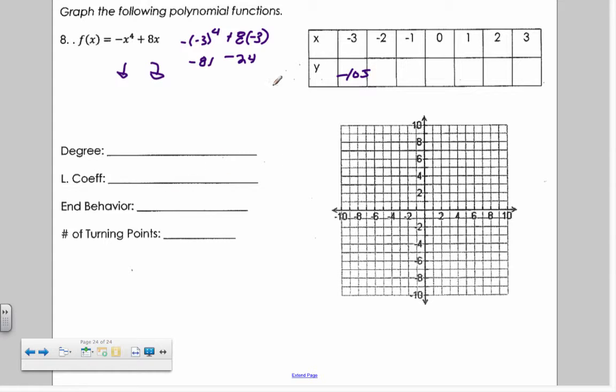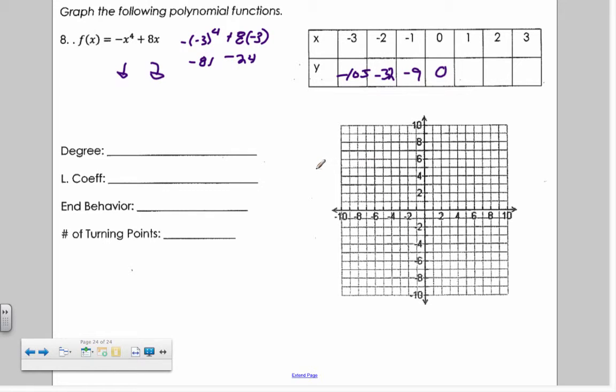Now I want you to continue to calculate that. Here you have a -2, you plug it in, you do your calculations. -2 to the 4th power, that's positive 16. Because -16 minus 16 is -32. When I plug in -1, I'll get a -9. When I plug in 0, well, 0 to the 4th power is 0, and 0 times 8 is 0, so I also get 0.